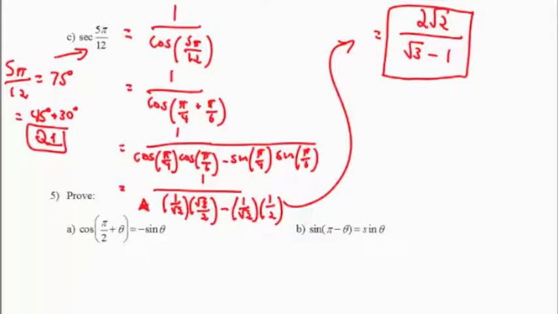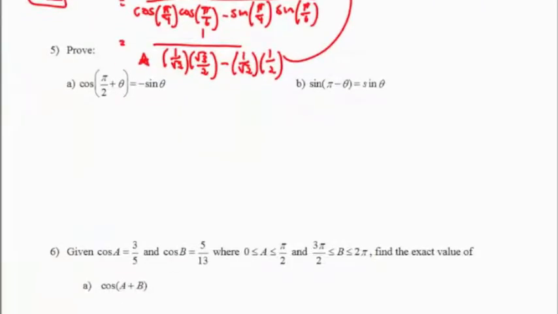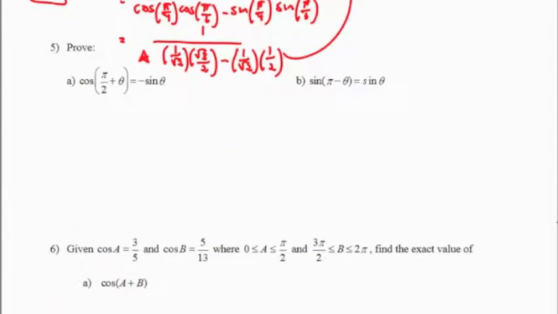So again, I say, if you're not 100% sure if what you get is the correct answer, plug in secant of 5 pi over 12 in your calculator, then plug in your exact value form and see if you get identically the same decimal. If you don't, then you've definitely made a mistake somewhere.